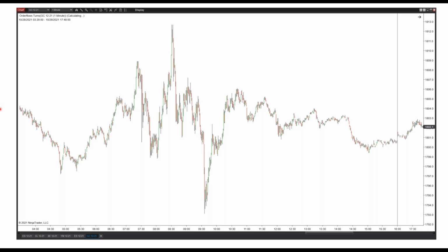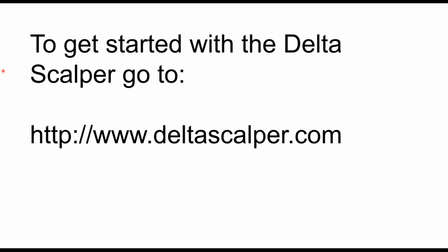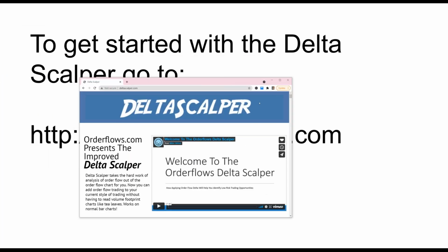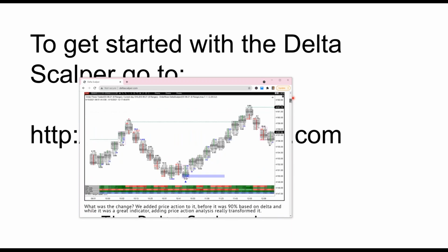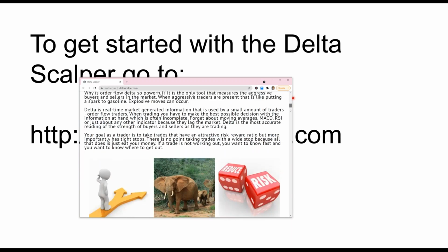So anyway, guys, I'm going to end it there for now. I don't want to keep you guys on all day, but if you're interested in this indicator, it's a neat little indicator. Just go to www.deltascalper.com, and this is the page. Just type in deltascalper.com. This will come up. You can see it on the charts here.